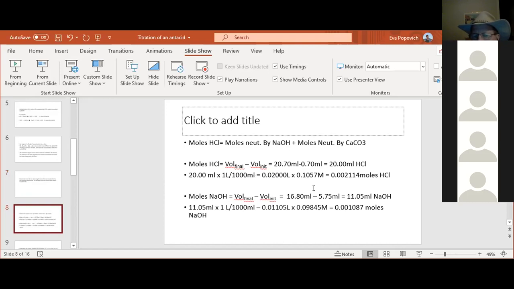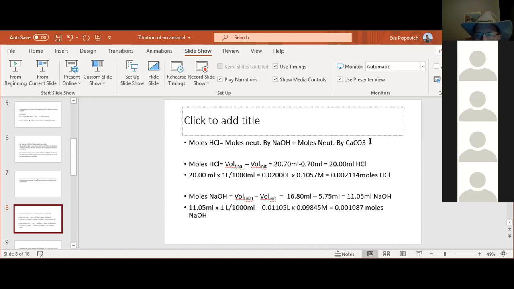So in this case of my experiment, I took my liters of my NaOH, multiplied it by my molarity of NaOH, and this gave me 0.001087 moles of NaOH. That neutralized some of the total HCl. So if I subtract the total number of moles of HCl, the 0.002114, and the 0.001087, this is going to give me the moles of HCl neutralized by my calcium carbonate.